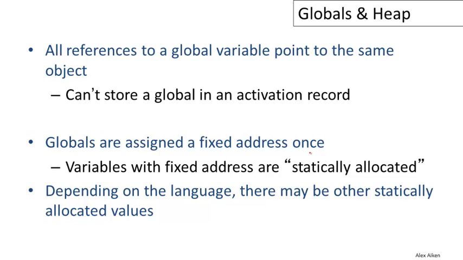So the way global variables are implemented is that all globals are assigned a fixed address once, and these variables with fixed addresses are said to be statically allocated because they're allocated essentially at compile time. So the compiler decides where they're going to live, and then they will live there in all executions of the program. And depending on the language, there may be other statically allocated values, and we'll actually see some later on, but they behave just the same as global variables.